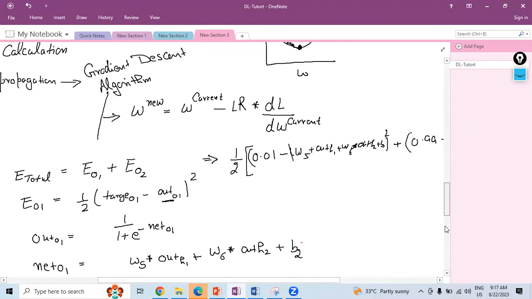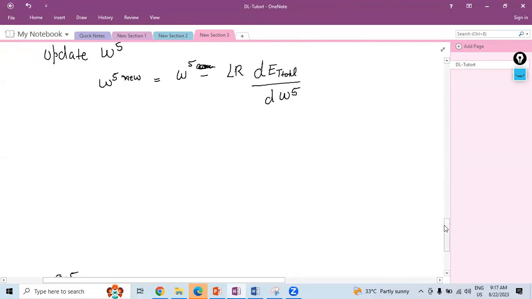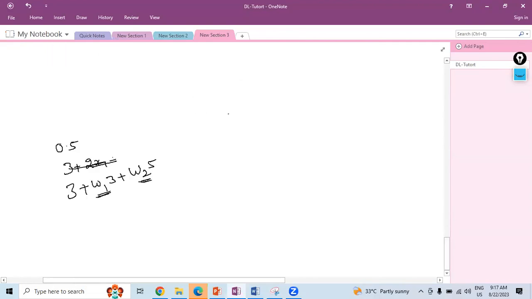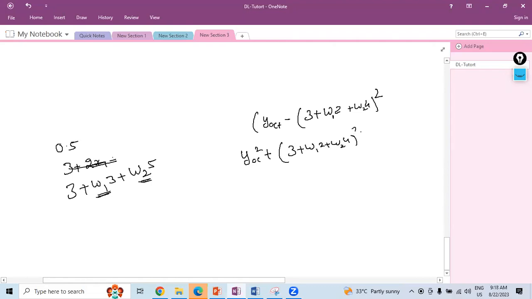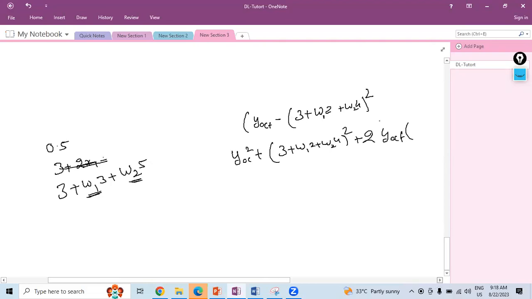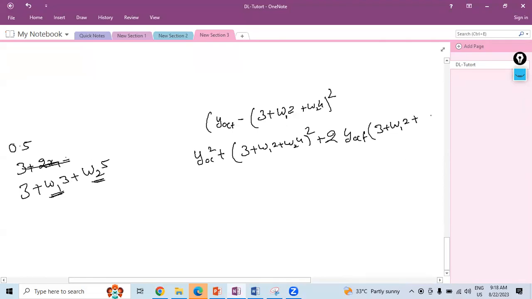Okay, sir. I got it. If you remember the equation, right? I'm not doing anything extra here. The same thing you have also seen in linear regression. When you are calculating the loss function, your loss function will be y actual minus your equation, which will be somewhere like 3 plus W1 X1, for one iteration. For example, X1 is 1, this is your W1, plus W2 with X2 as 4, and then this is your X square. So if you do the square, it becomes y actual square plus (3 plus W1 2 plus W2 4) square plus 2 into y actual into (3 plus W1 2 plus W2 4). Am I right?